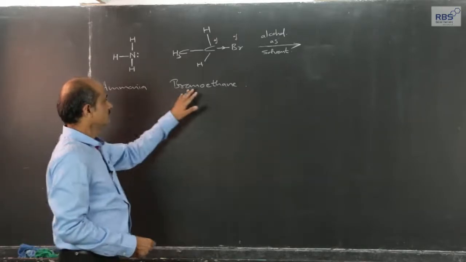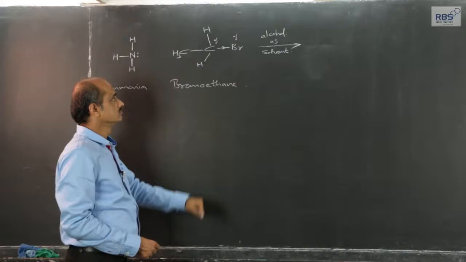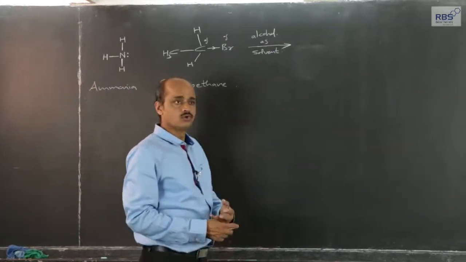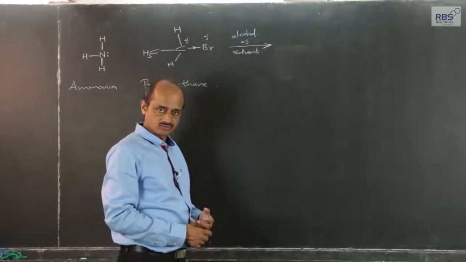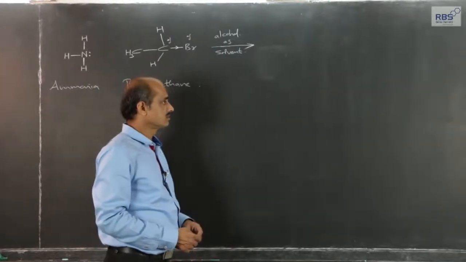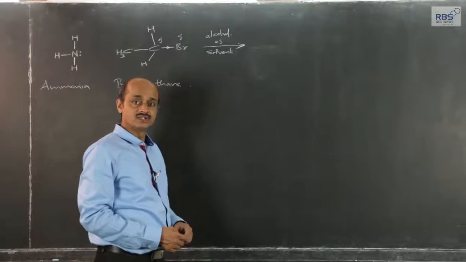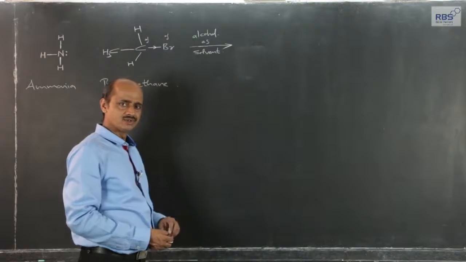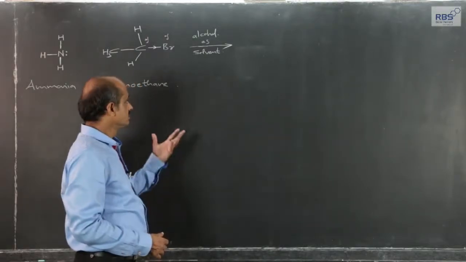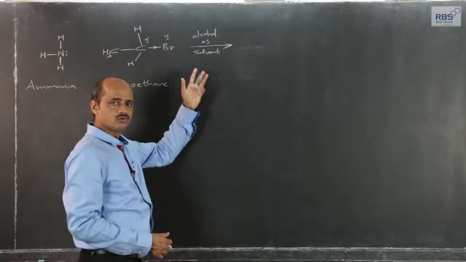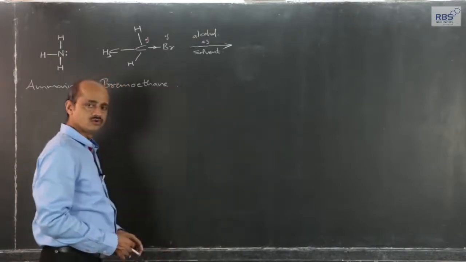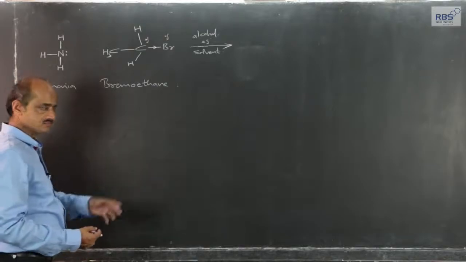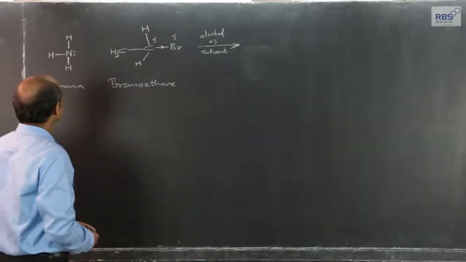Action of ammonia on alkyl halide using alcohol as a solvent. Normally, alcohol as a solvent is mentioned on the arrow, but although it is mentioned in general as alcohol, normally it is ethyl alcohol. It is available in abundance, it is cheap. So in most of the cases ethyl alcohol is used as a solvent. Ethanol, sometimes it is mentioned.